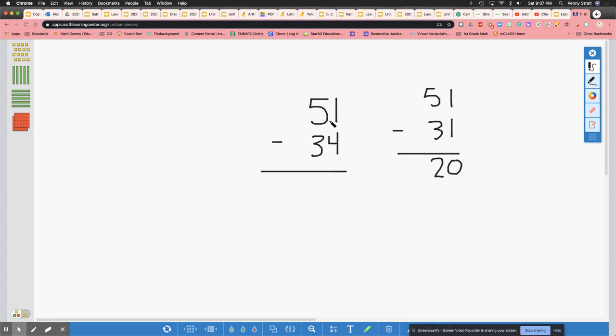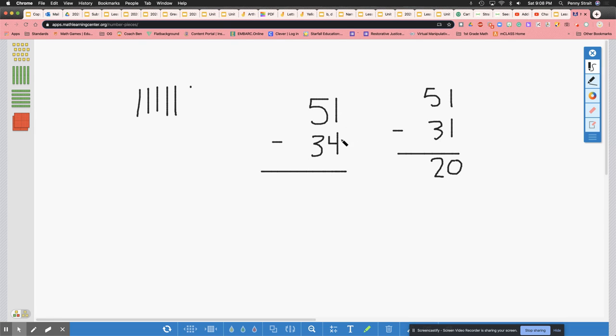Before we start, let's model 51. 1, 2, 3, 4, 5, and 1, 1. 51. Now, notice how I left myself space in case I need to make a new 10 here. Your workspace has to stay neat, or else you will start getting messed up with your model, and that could mess you up when you're trying to solve your equation.